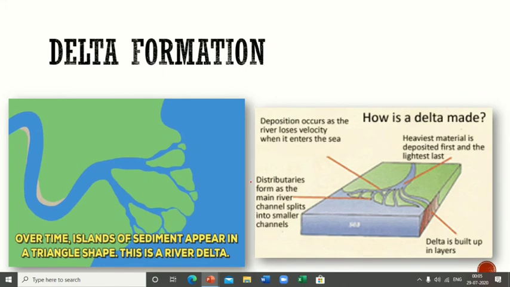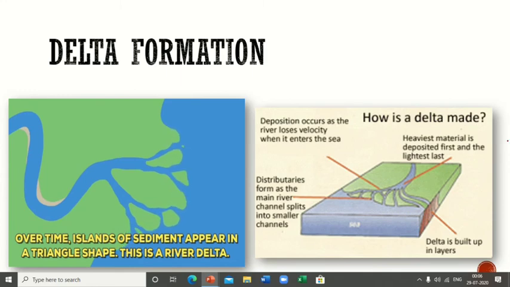Now, all rivers do not form deltas. Why? Why do all rivers not form deltas? Because to form a delta you need a high amount of sediment. The river has to cross a long course, and there should be distributaries and tributaries connecting the river to supply sediment throughout its course. And there shouldn't be any lake or obstruction in the course of the river.